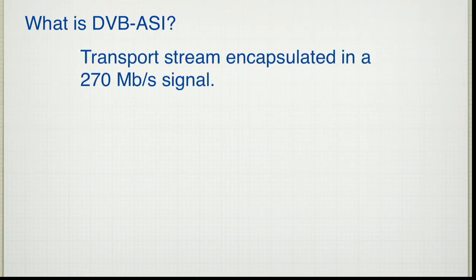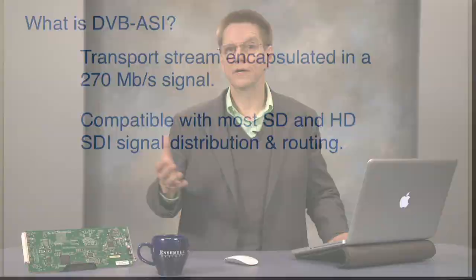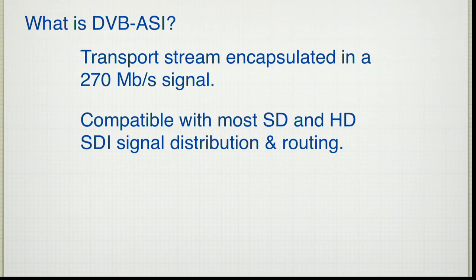So let's take a look at what DVB ASI is. Well, first of all, it's an encapsulation method. It's going to encapsulate the transport stream that's been developed by the MPEG encoder into a 270 megabit signal. That fixed data rate is very convenient because it means that when it's used in conjunction with other infrastructure in a broadcast plant, it's compatible.